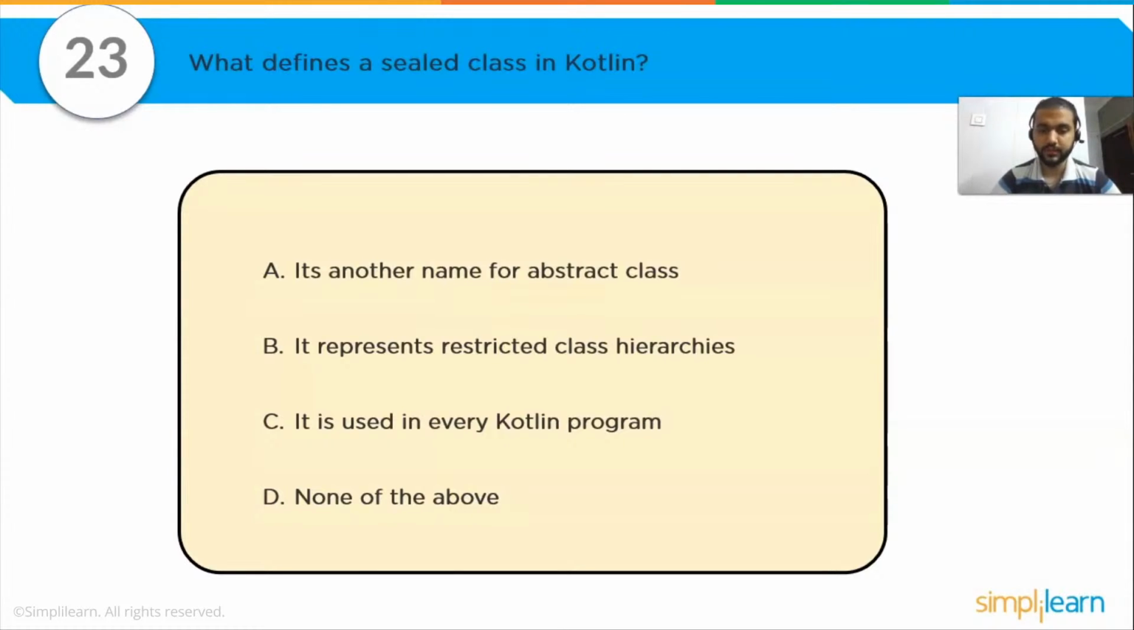So our correct option is option B. It represents restricted class hierarchies. So the restricted class hierarchies define the sealed class in Kotlin.